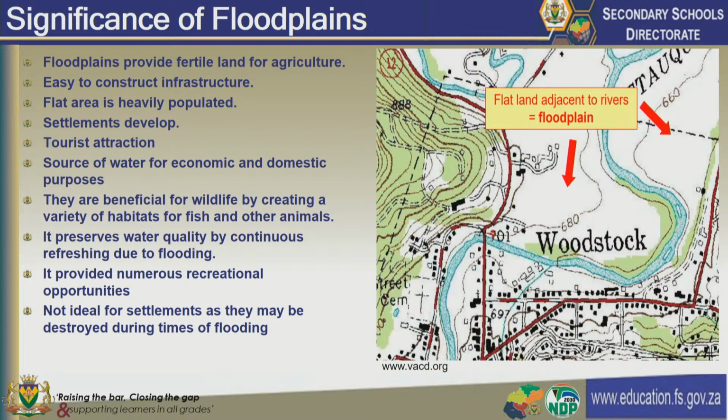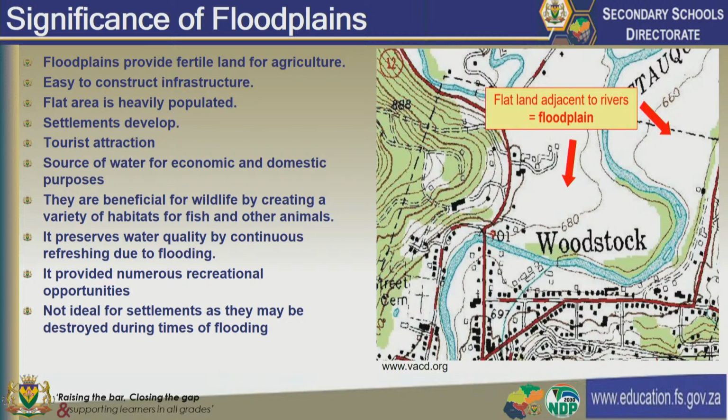The flat area is heavily populated. Settlements develop along the floodplain. Sometimes settlements will develop in this area. But again, it's very important to note that even though settlements develop along the floodplain, it should not be, because it's a risk, because at times when the river floods, these settlements will be destroyed because of the flooding. So it's important that as they do occur along the floodplains, they are further away from an area that is prone to flooding.